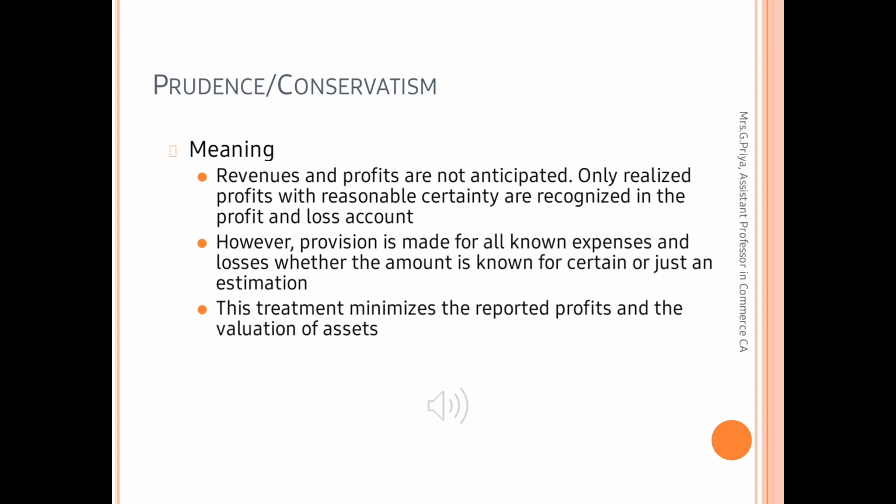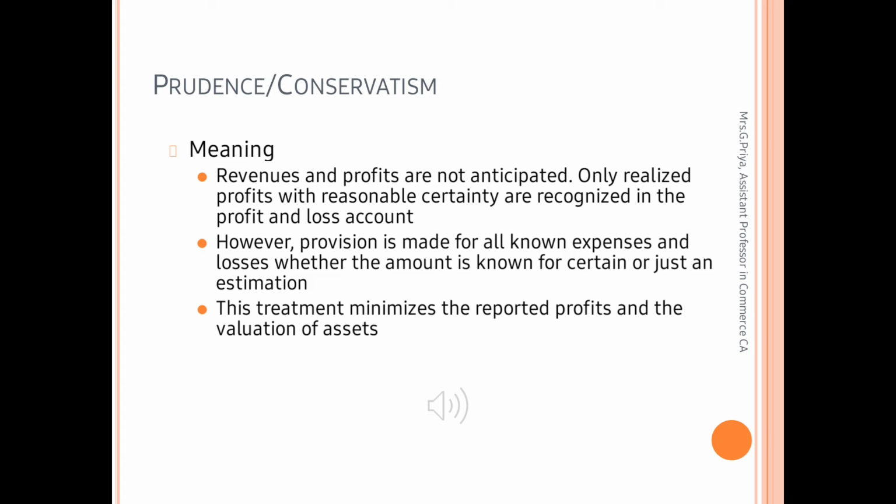And next slide, prudence conservatism. Meaning of prudence conservatism. Revenues and profits are not anticipated. Only realized profits with reasonable certainty are recognized in the profit and loss account.